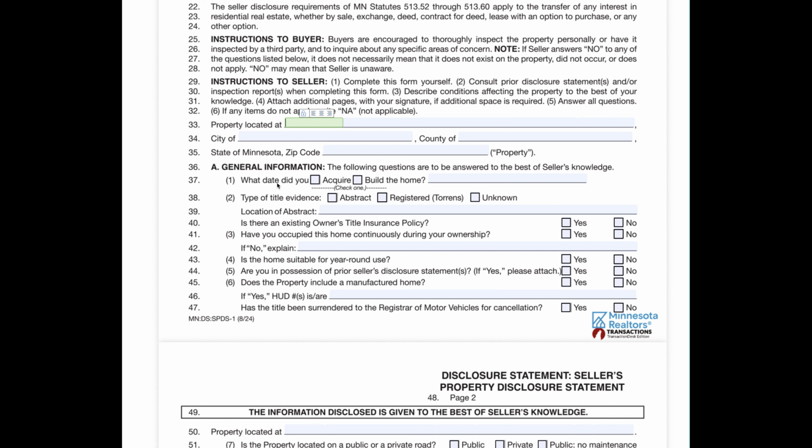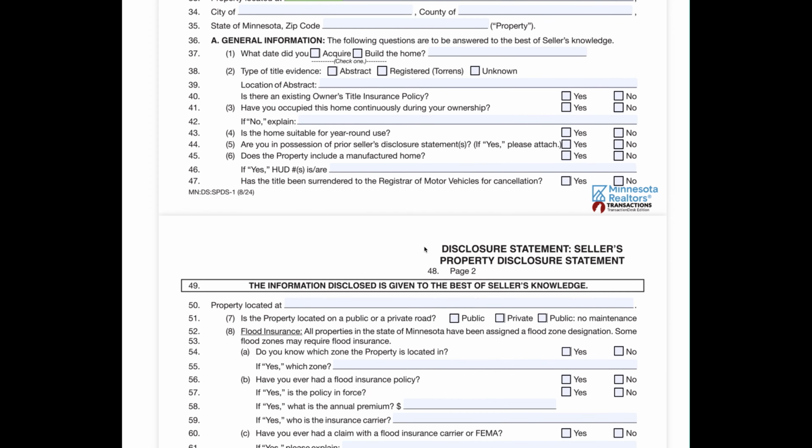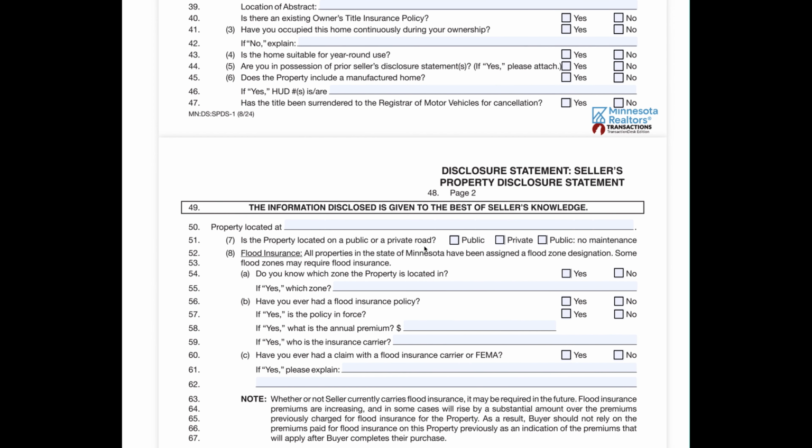Is the property a manufactured home, right? Is it, and has the title been surrendered to the Register of Motor Vehicles for cancellation? When you buy a trailer home, it comes basically with a license plate, is my interpretation of it. And to make it into a home, you've got to cancel that relationship or license. I'm not really fully sure, but it is required if it's a motor home or a mobile home.